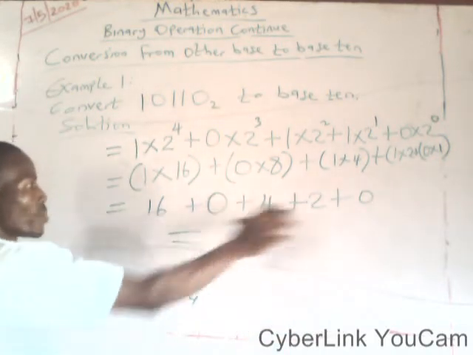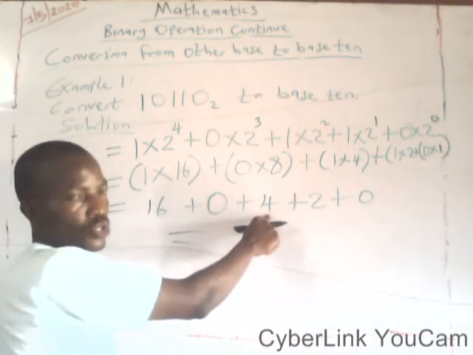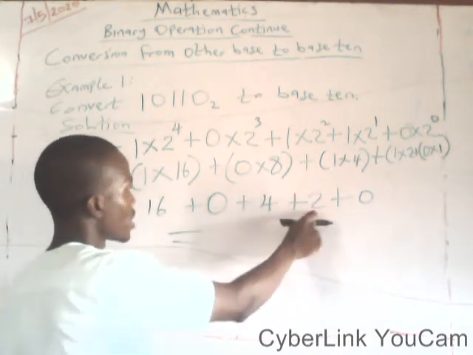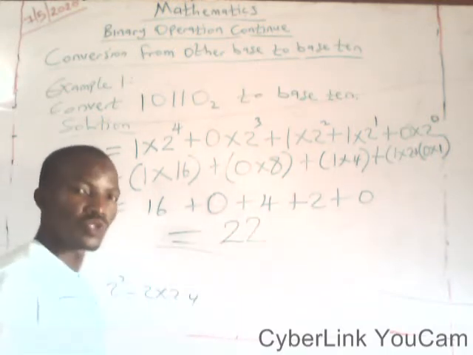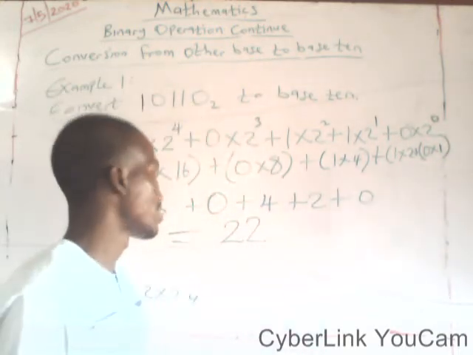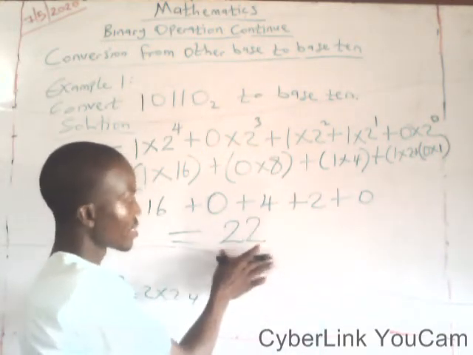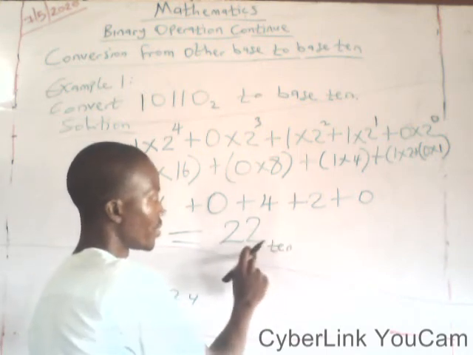Now you will sum everything up. 16 plus 4 will give you 20. 20 plus 2 will give us 22. 22 in base what? That is in base 10. You may leave it like this, or you indicate the base, which is base 10.